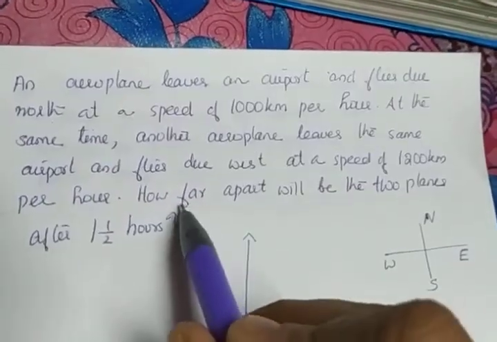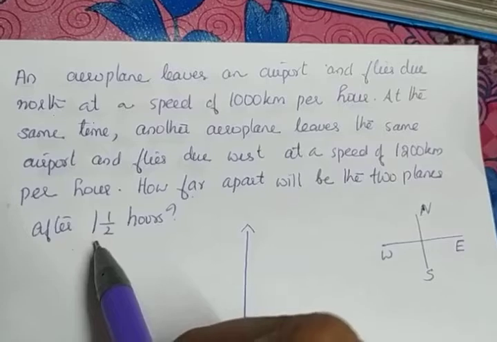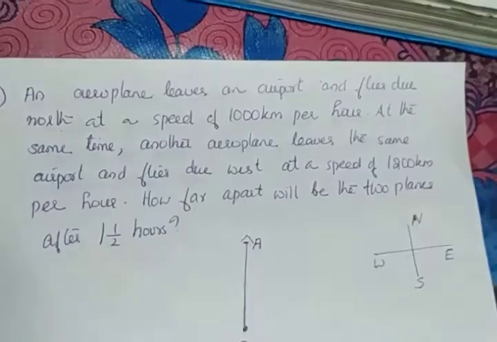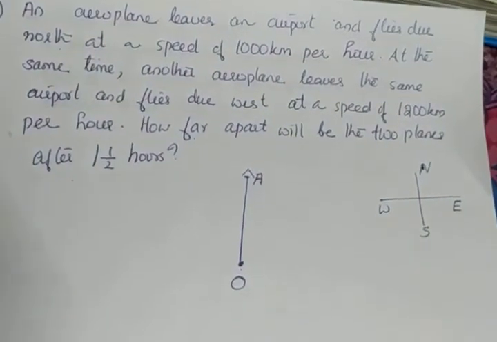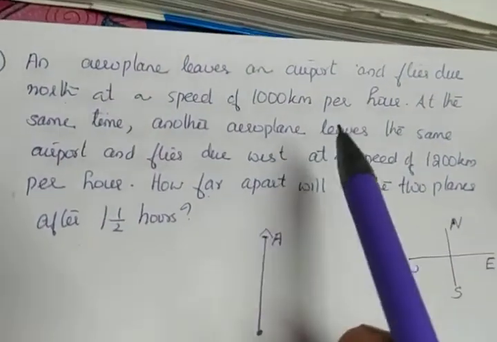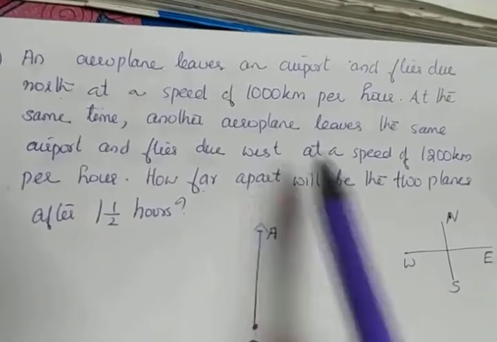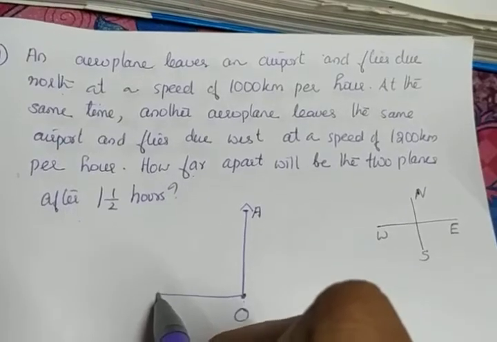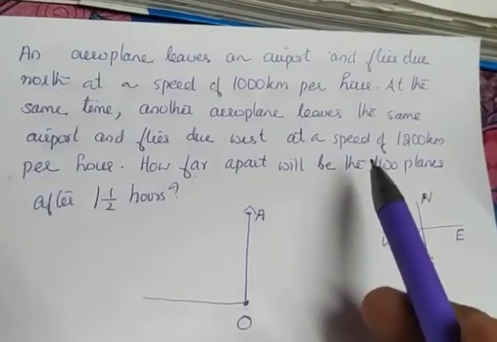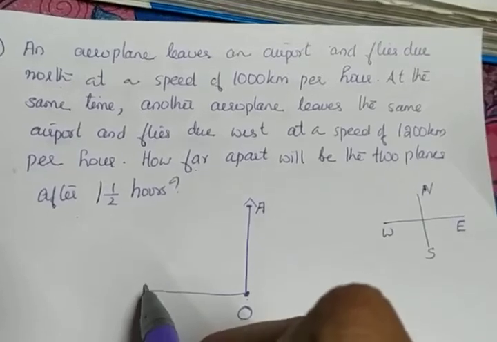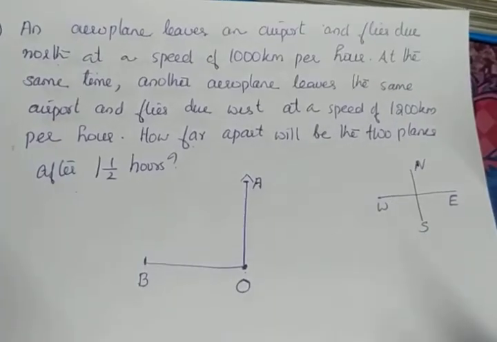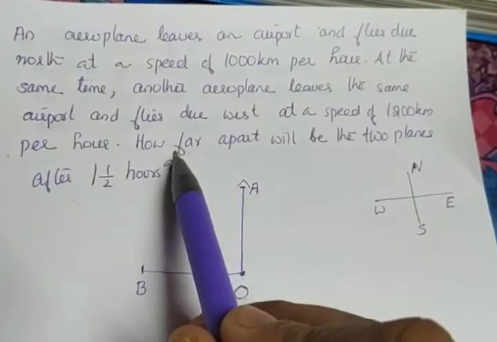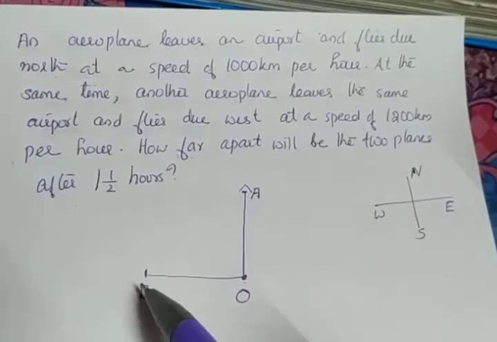Okay, and we have to find how far apart the two planes will be after 1.5 hours. So I am marking the point A as the point in which the first plane reaches after 1.5 hours. What about the second plane? It is moving towards the west. Which direction we have to mark? To the left side, isn't it? So west. Let this be the position of the second aeroplane, and let B be the position in which the second aeroplane reaches after 1.5 hours. And the question is how far apart, means the distance between A and B after 1.5 hours.